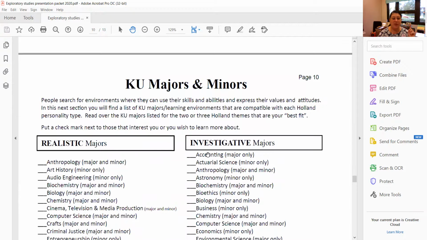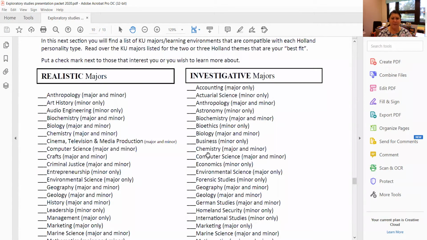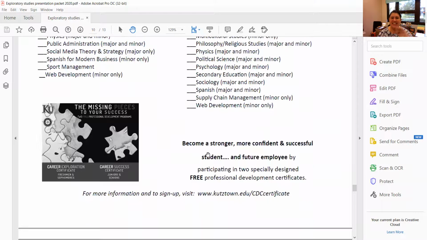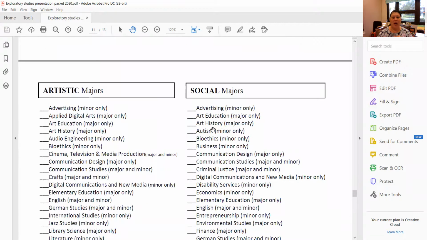And then we definitely want you to look at what Kutztown majors have those different Holland codes. So we've taken all of the Kutztown majors and minors and broken it down by the different codes, the different themes. And again, I want you to go through and I want you to be like, oh, I never thought about that. I am social. I've really never thought about bioethics, or oh, no, I'm not going to be good at that.